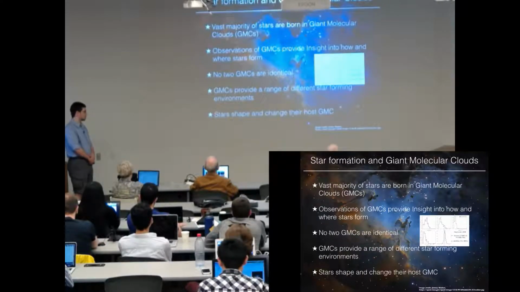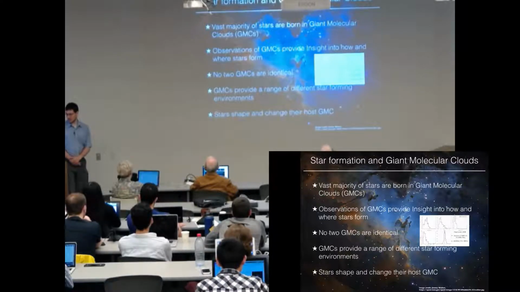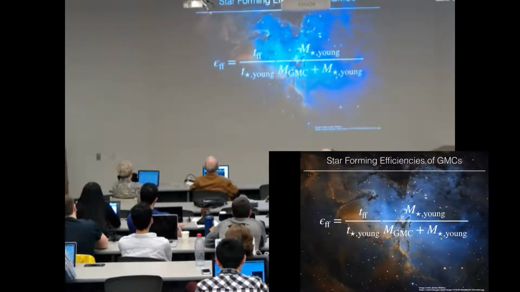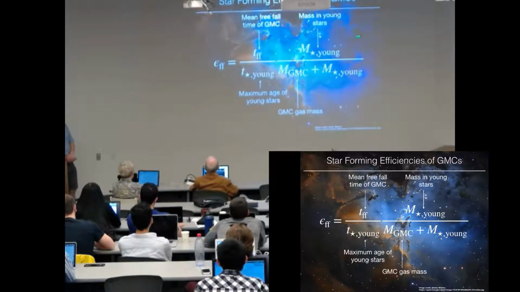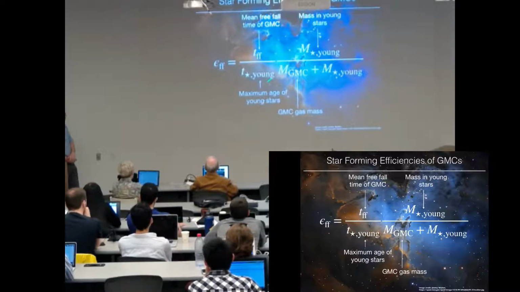As I said, I'm going to be talking about the efficiency of star formation, so I'm going to throw up the definition I'm going to be using throughout this talk. There are other definitions, but this is the one that I'm going to be using for today. We have the mass in young stars on the top here, the free-fall time of the gas, the maximum age that we consider a star to be when it's still young, which in this case is going to be 4 megayears, and then we have the gas mass of the GMC.